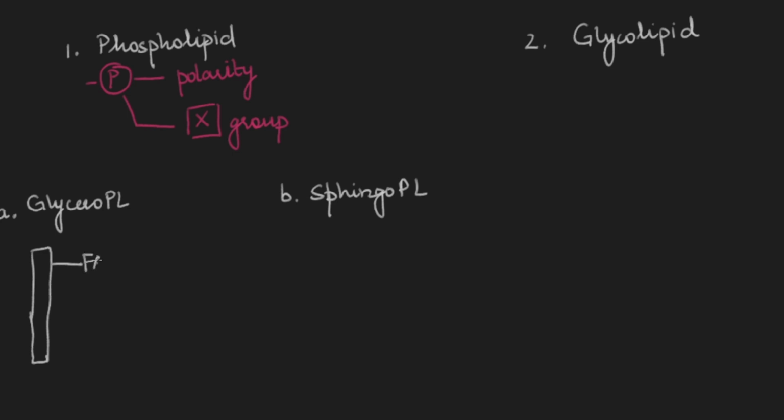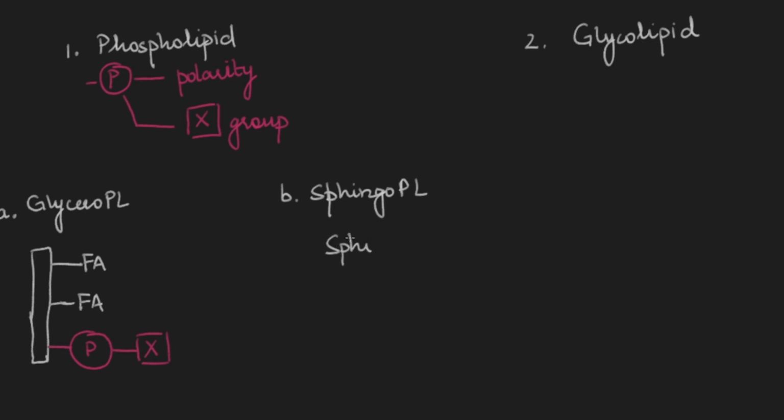Glycerophospholipid will have two fatty acids attached to it. They can be same or different. And along with that, at the third position, there will be a phosphate group. Because the phosphate group is reactive, it is going to again react and attach itself with the next group.